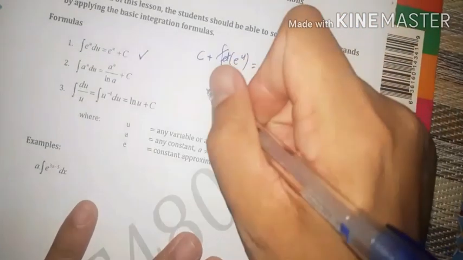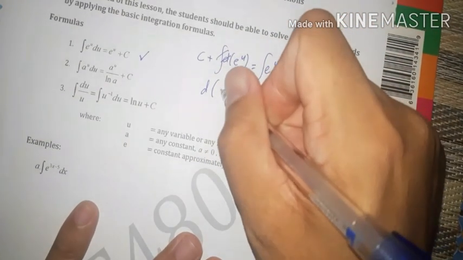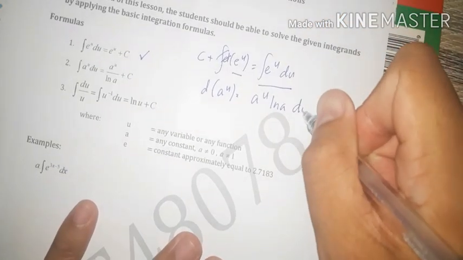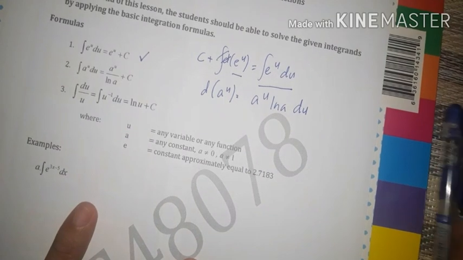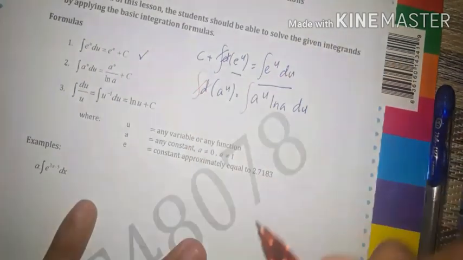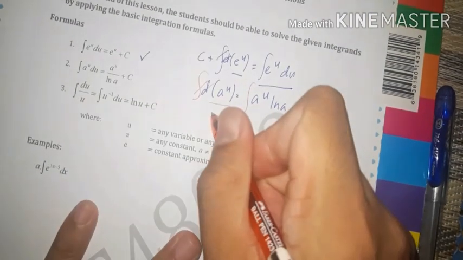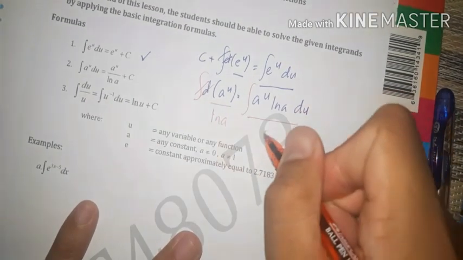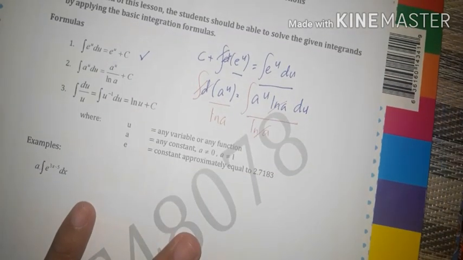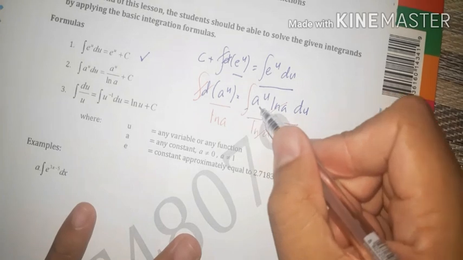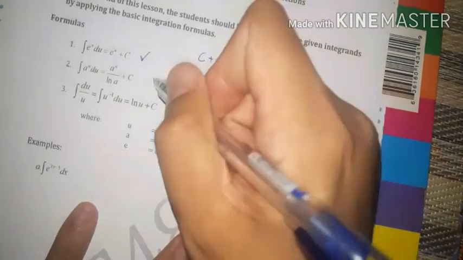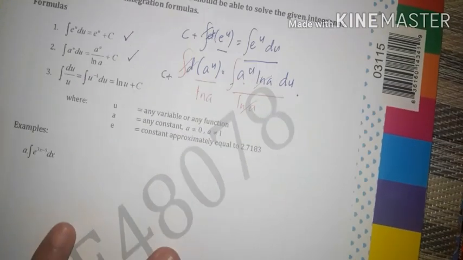For the derivative of a to the u, that's a to the u ln of a du. If I'm going to integrate both sides, the integral and derivative cancel out. Then if I divide both sides by ln a, since ln a is a constant here, that cancels out, and that gives you integral of a to the u du is simply a to the u over ln a plus an arbitrary constant c. So that must be our formula.